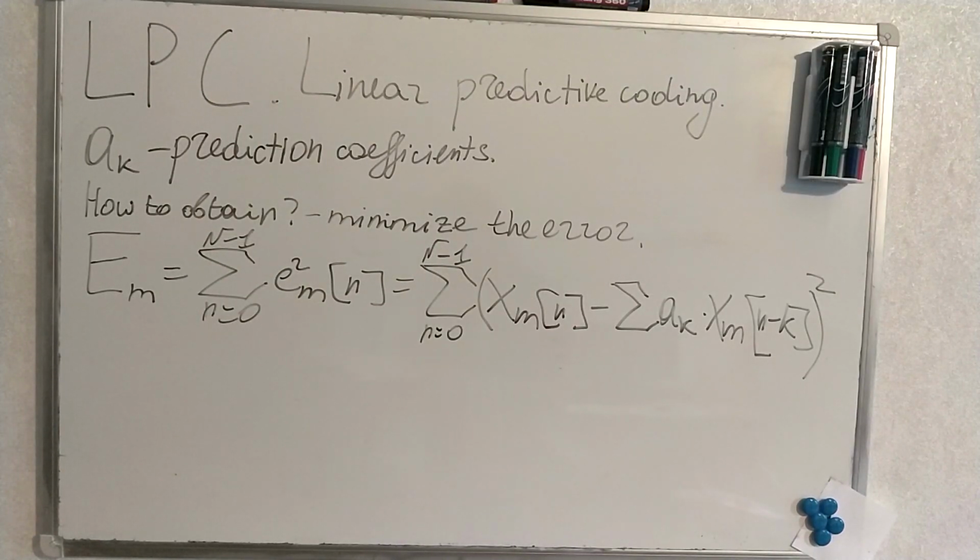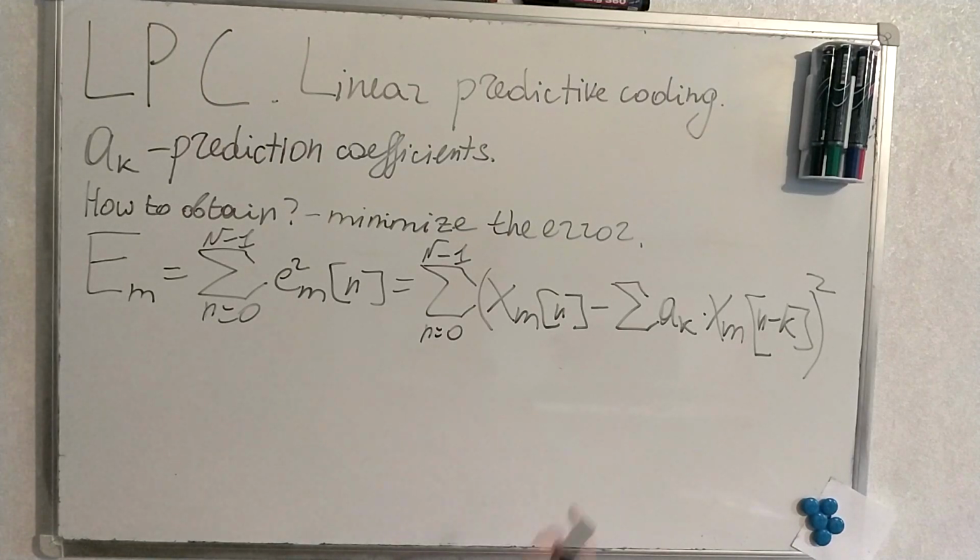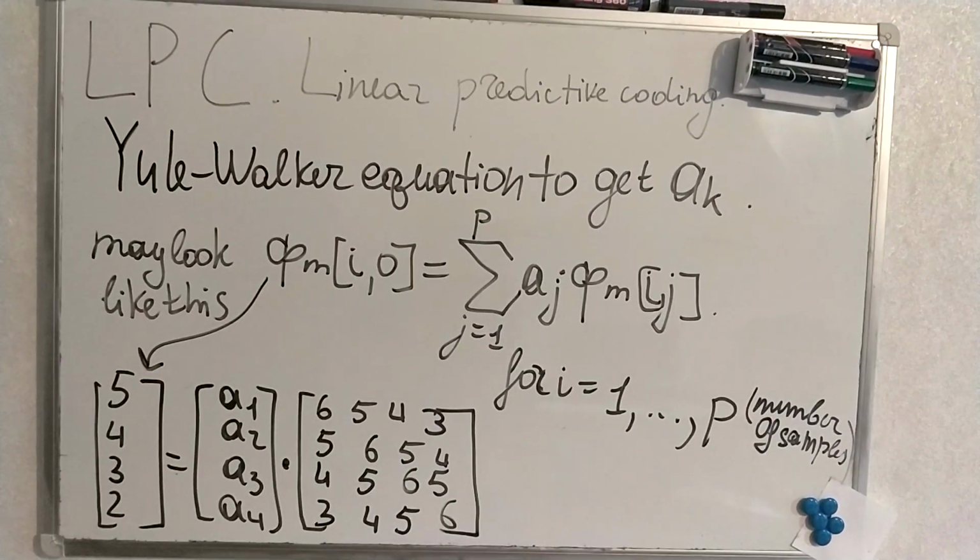In order to determine the coefficients, aka prediction coefficients, we need to minimize the error, because the smaller the error, the less we transmit. Here's the signal value at some point, here's the linear combination, and this is the sum of square errors. In order to obtain the prediction coefficients, we will use the Yule-Walker equation.